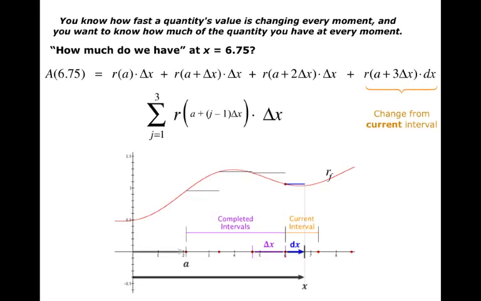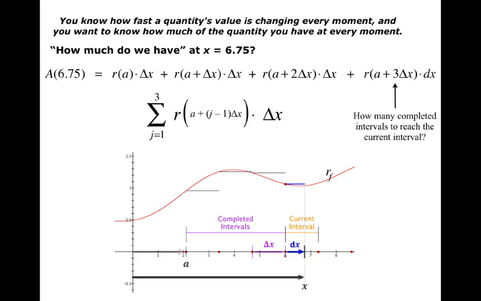Okay, so we've got the sum of the completed intervals, right? We got the sum of all the change from the completed intervals. M delta x plus m delta x plus m delta x plus m delta x. Okay? So now let's talk about the current interval. So the question is, how many completed intervals do we have to go across to reach the current interval? So in this case, it's 3.